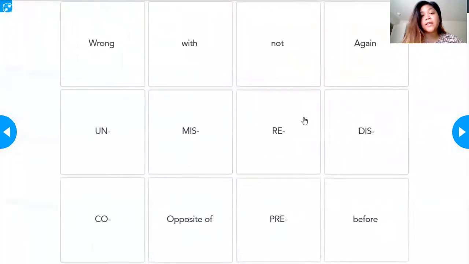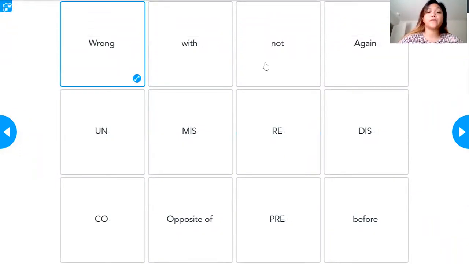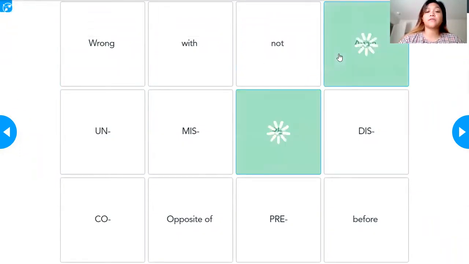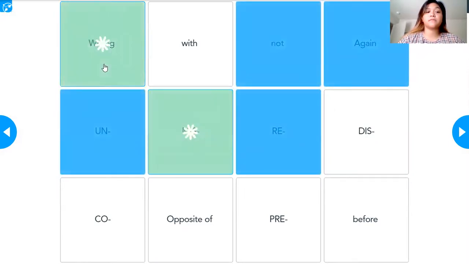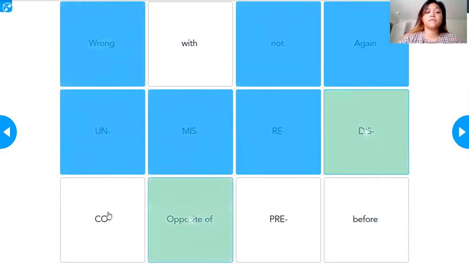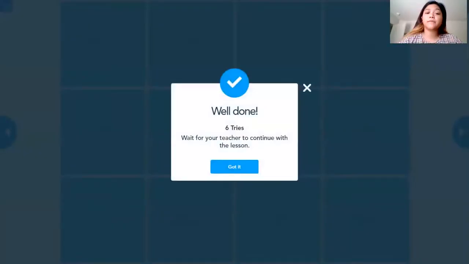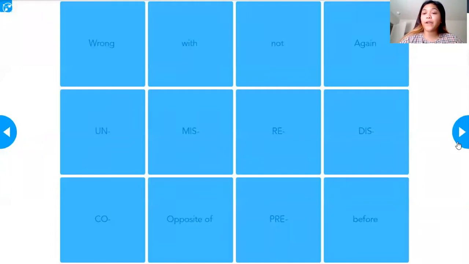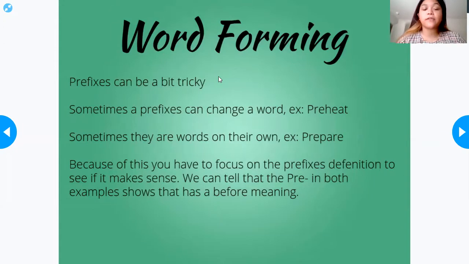So let's test your knowledge again. Let's see what prefixes you know. All right, perfect. Great job. So now that you've gotten that a prefix is in the beginning, let's try to create words. So we move on to word forming.